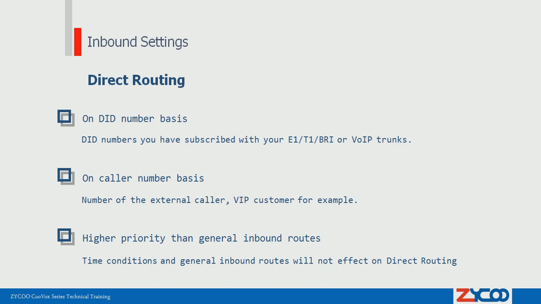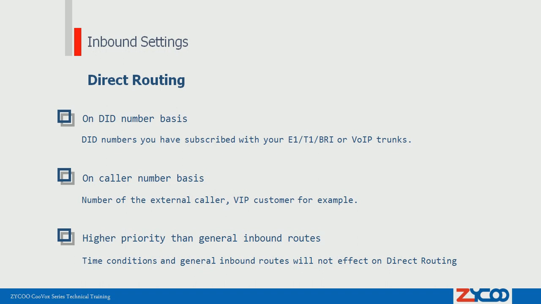Direct routing based on DID number could be used as a VIP line. For example, you have an IPPBX and you got DID numbers 12345 and 23456. You want callers who dial 23456 to be answered by a specialized person. You may create a direct routing using this DID number 23456.